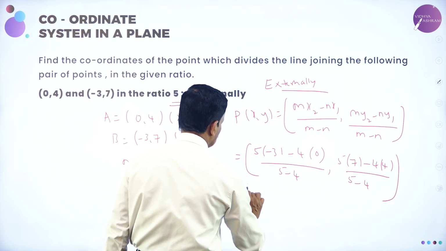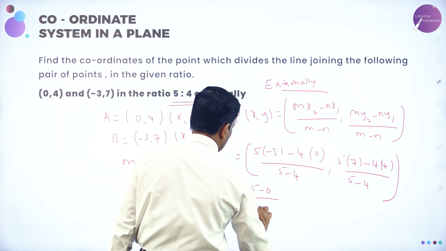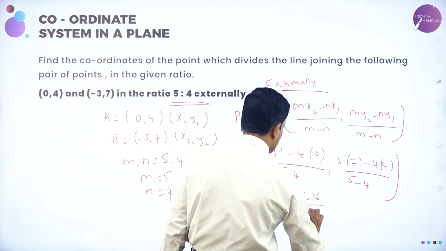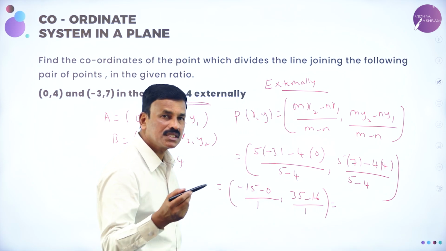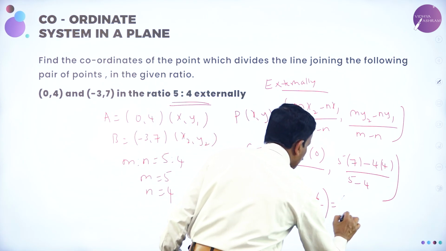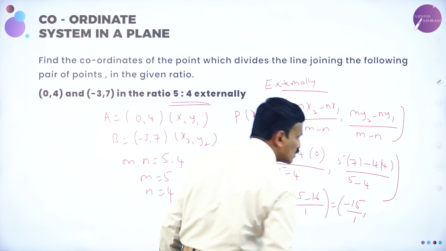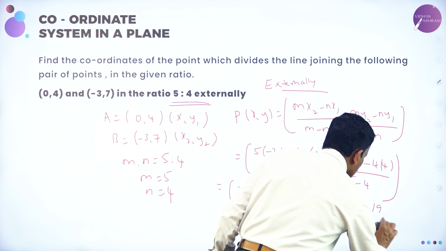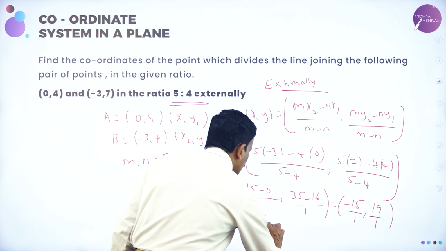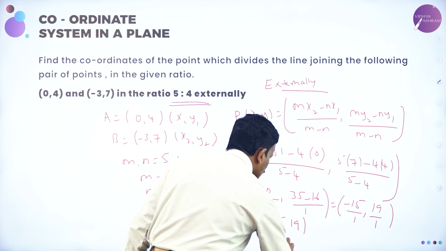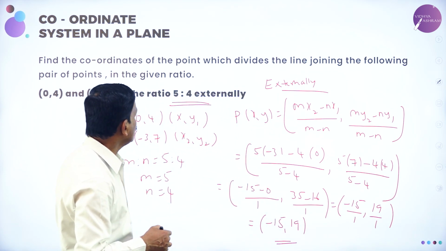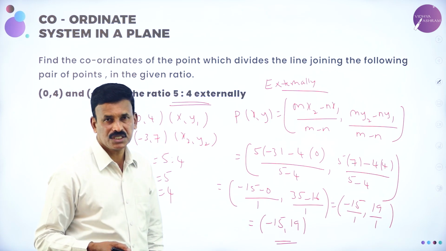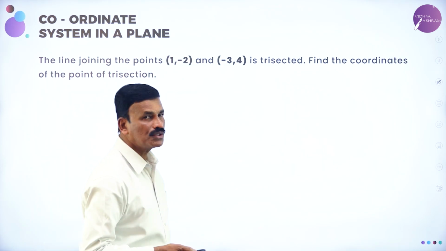So this is equal to minus 15 minus 0 divided by 1, comma 7 5s are 35 minus 4 4s are 16 divided by 1. Now simplify this. This is equal to minus 15 by 1 is minus 15, minus 0 is minus 15 by 1. 35 minus 16 is 19 divided by 1. So this is equal to (-15, 19). That's it. The coordinates of the point which divides externally is (-15, 19). Hope you followed. Move on to the next problem.